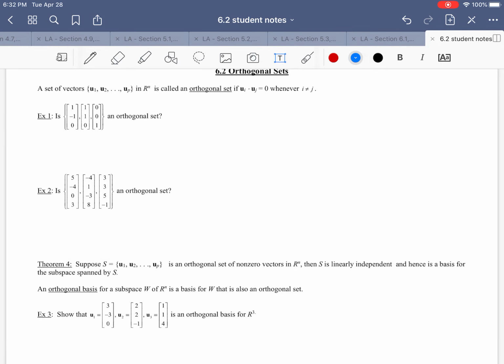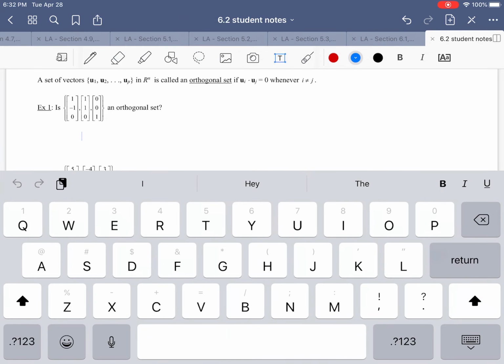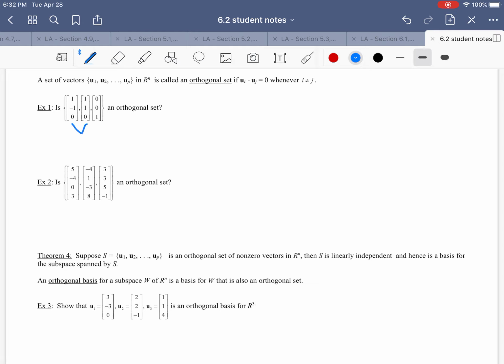So when you test it, let's say you test these two vectors right here. You do their dot product. We'll call these u, v, and w. So u dot v, if I dot those together, I get 0. If I do u dot w, I also get 0. And if I do v dot w, I also get 0. Since all three of those check out and they're all perpendicular to each other, then this is an orthogonal set.